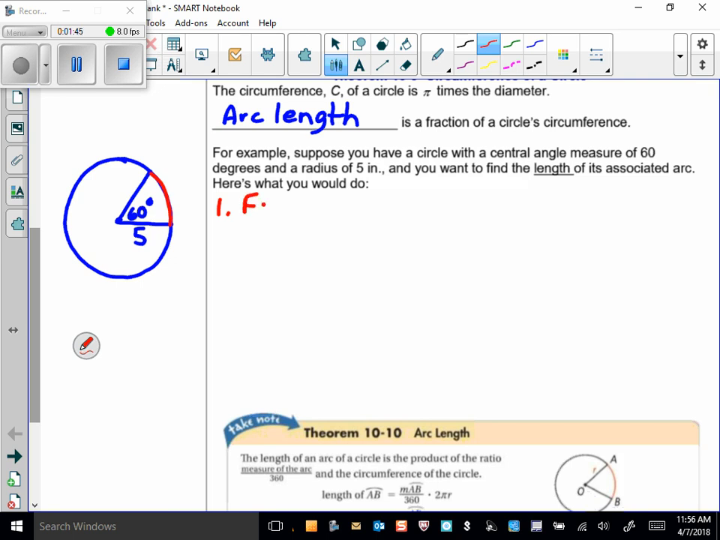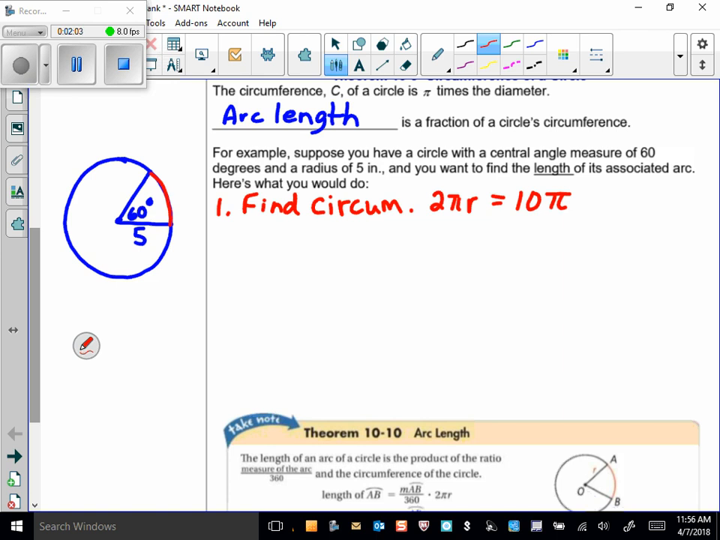So we find the circumference of the circle, and that's 2 pi r, which is 2 pi times 5, which would be 10 pi. We're going to leave this in terms of pi. So 10 pi inches is the circumference of the circle.